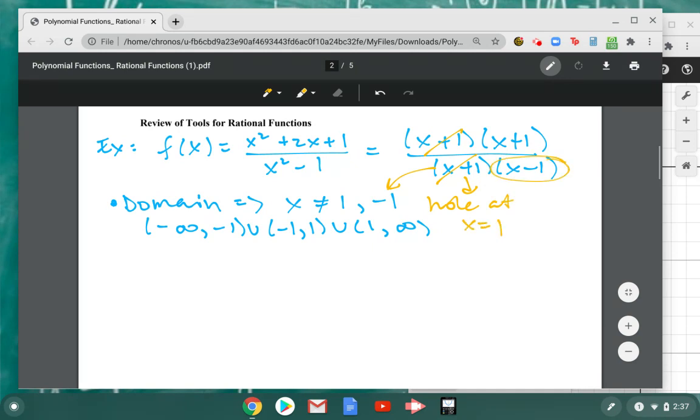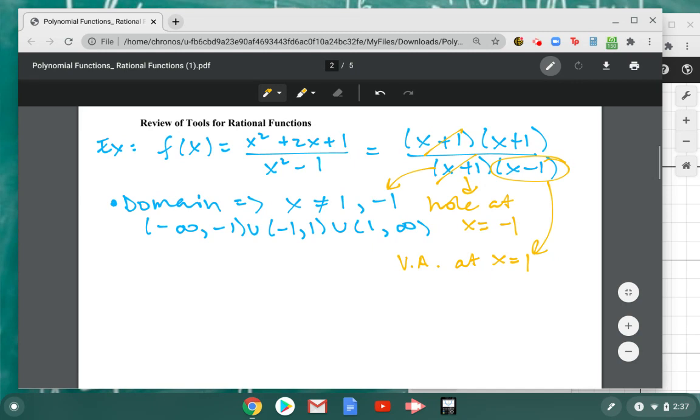The x minus 1 does not cancel. It should be negative 1. The x minus 1 does not cancel. So that means that we've got a vertical asymptote at x equals 1. So if it cancels, we have ourselves a hole. If it doesn't cancel, that means we've got a vertical asymptote.